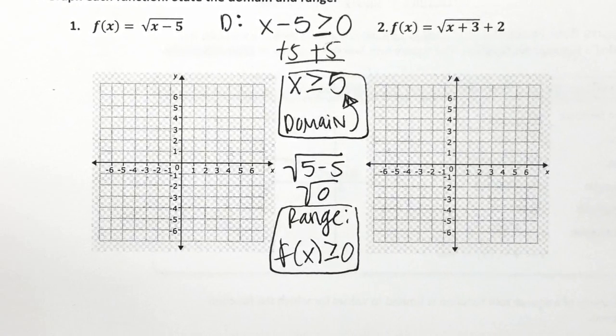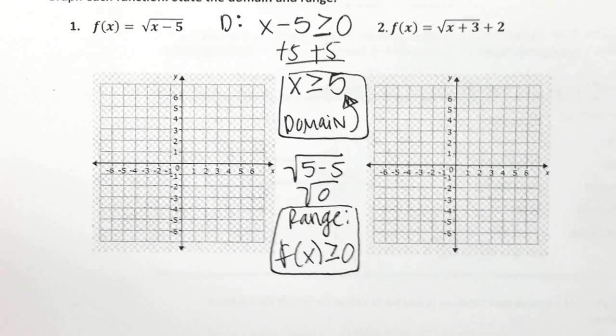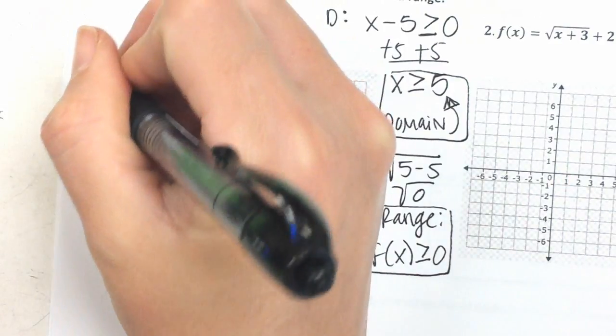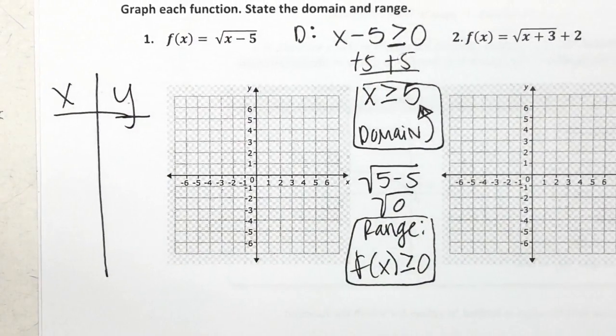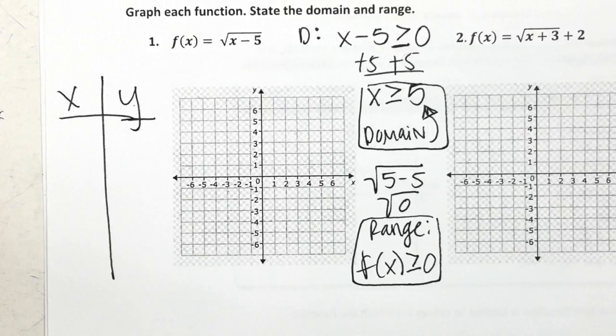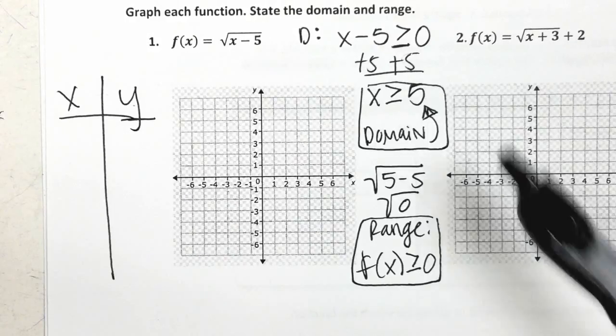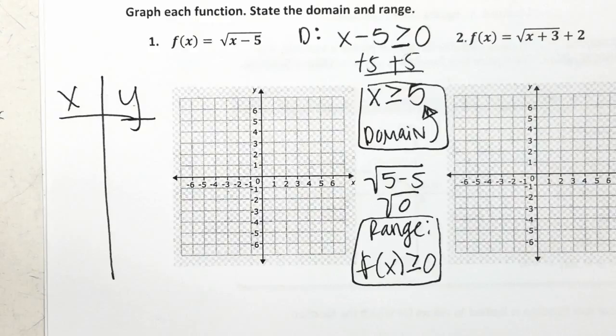Any other questions about domain and range so far? Alright, now we're going to make a table, and the table is going to be values of x and y. And we're going to make up our x values. But we know now, because of the domain and range, what kind of values we're going to have to pick.